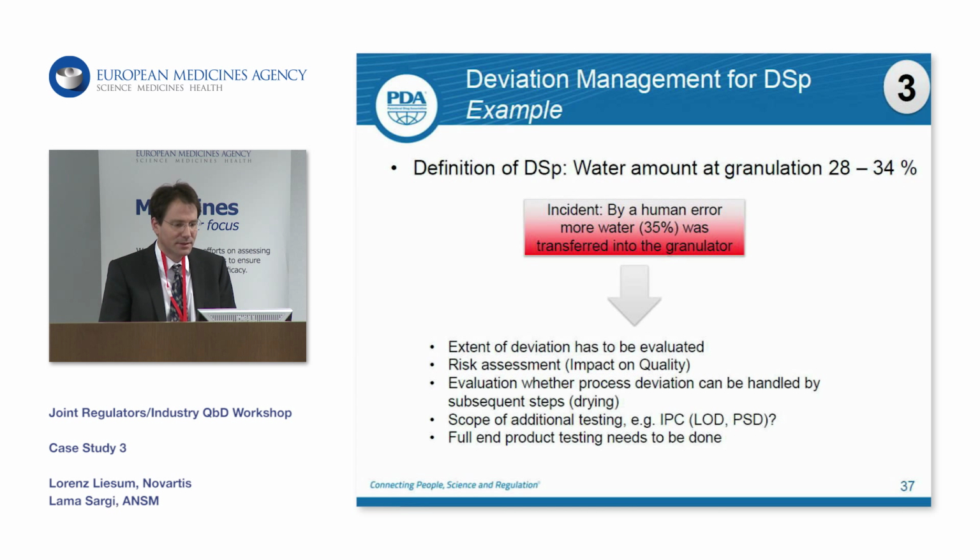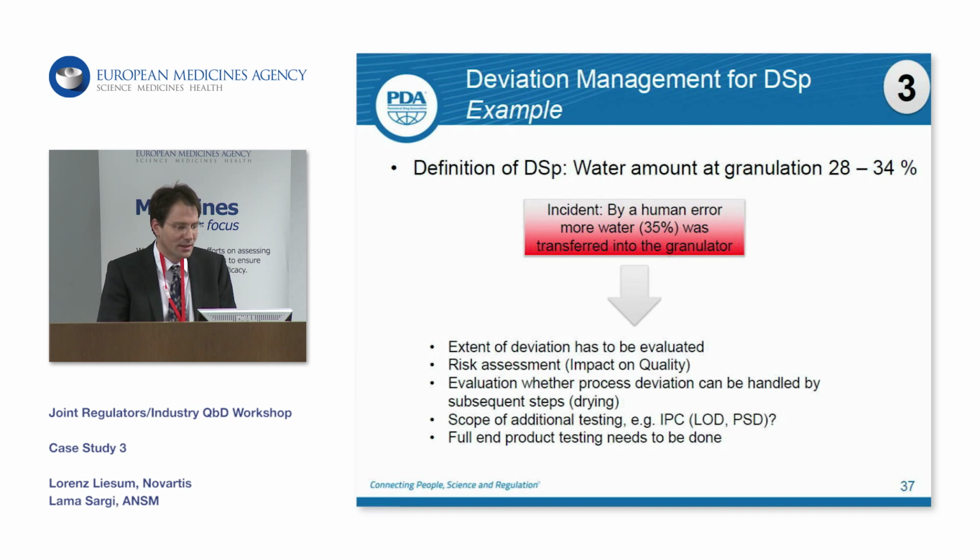But what happens, coming back to the granulation example, if the operator by mistake is feeding too much water into the granulation vessel, so that we would be slightly out of the design space? We would not meet the 34% criterion. We would be at 35%. What would be the subsequent actions?